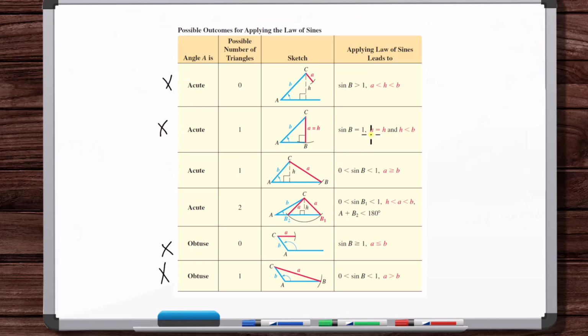That's not the case here. It's A is equal to H. H is less than B. And that's not the case here. A is less than B. So we know we're here. There's one triangle. And we drew it out, and that's what we have, right?